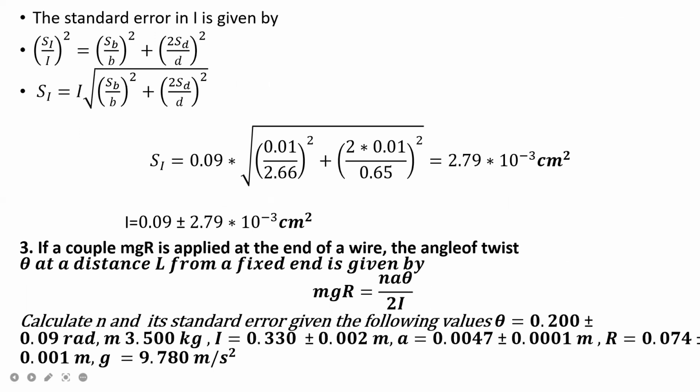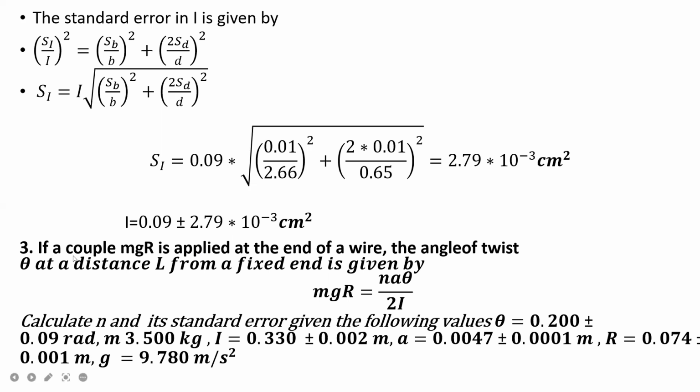So we have standard error in I divided by I, all squared, equals standard error in B divided by B, all squared, plus 2 standard error in D divided by D, all squared. The reason for this 2 there is because our D was squared initially. So making standard error in I the subject of the formula, this is what we are going to have. Now substituting the values for B and D, our answer for the standard error in I is given as this, which will make our I equals 0.09 plus or minus 2.79 times 10 to the power minus 3 centimeter squared.